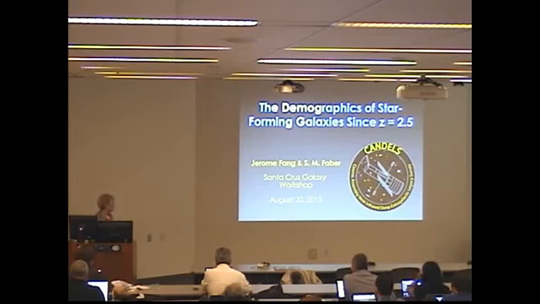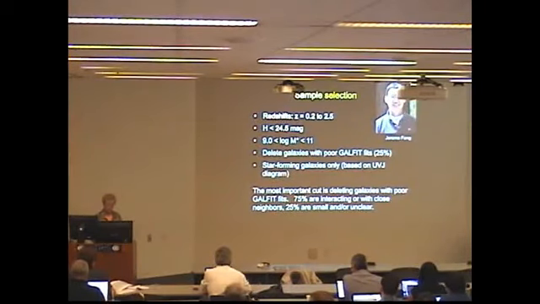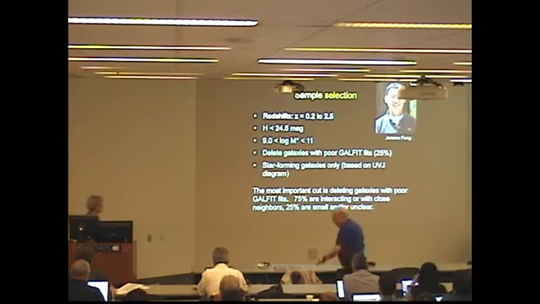This is a talk about CANDELS data, the demographics of star-forming galaxies since z of 2.5. It was the thesis of Jerome Fang, who has graduated and gone on to a teaching position. Briefly, we're at rather low redshifts, 0.2 to 2.5, pretty bright galaxies, H brighter than 24.5, and mass range in the range 10 to the 9 and 10 to the 11th solar masses.